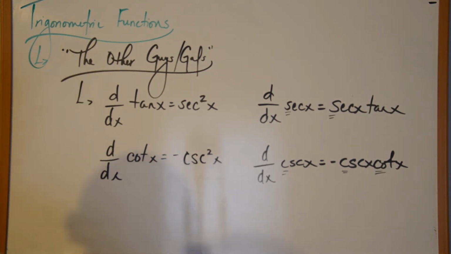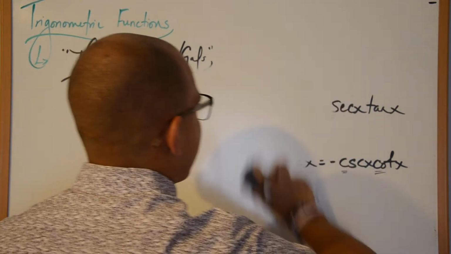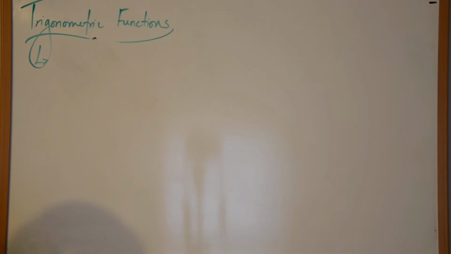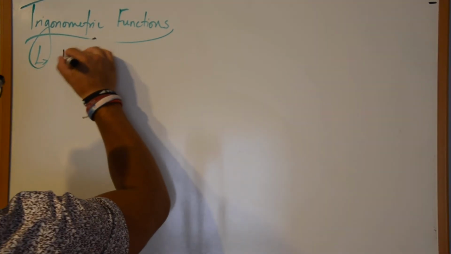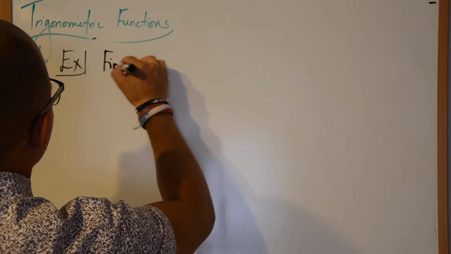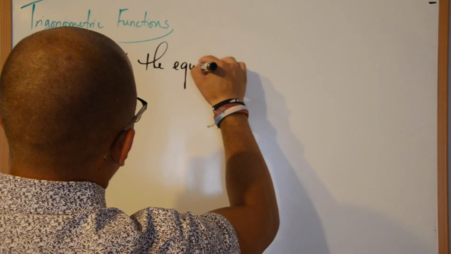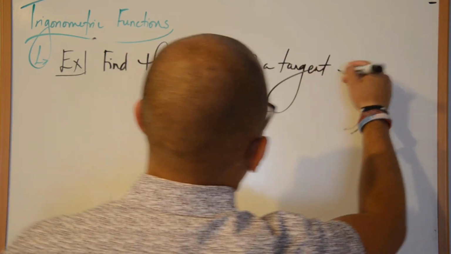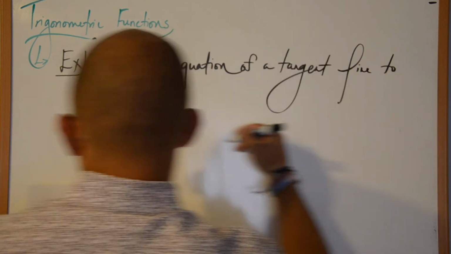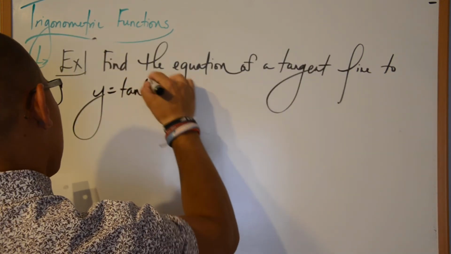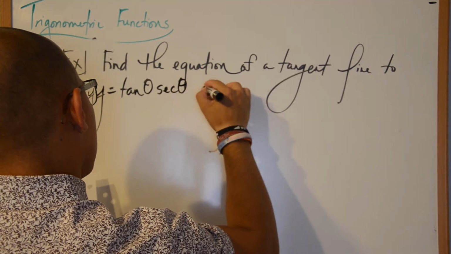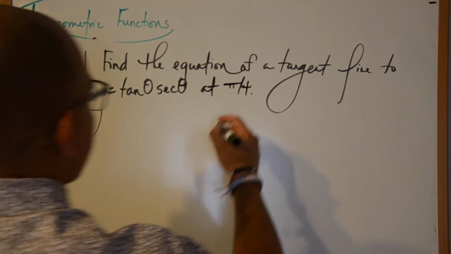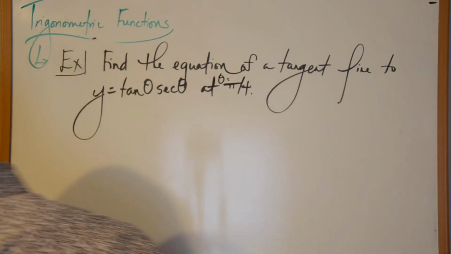But I know you're not just sitting on the other end of this virtually, asking me to just write out the derivatives of our trig functions. So let's do a practice problem, but let's involve everything we've been talking about in our videos to date. So let's find the equation of a tangent line to y equals tangent theta secant theta at pi over 4. That should probably say at theta equals pi over 4.